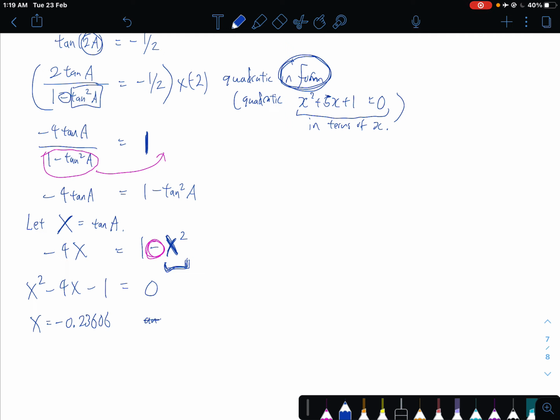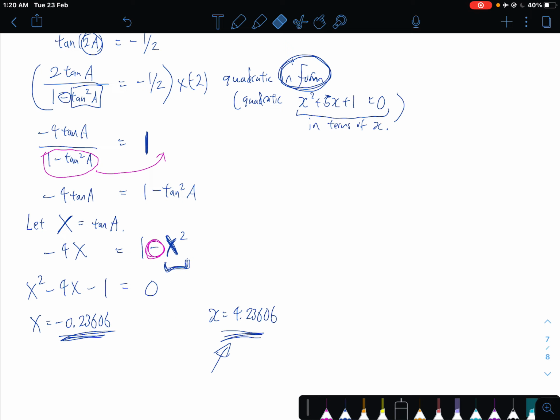No, "and"? No, it's not "and", it should be "or". Very different idea. What "and" means is that your solution is both this guy and the other guy at the same time. What's the other guy? Let me just write that down first. 4.23606. If you write down "and" in a quadratic equation and you're trying to solve it, it means that my solution is both negative and positive at the same time. How can that be? It's not possible. So that's why you have to put "or".